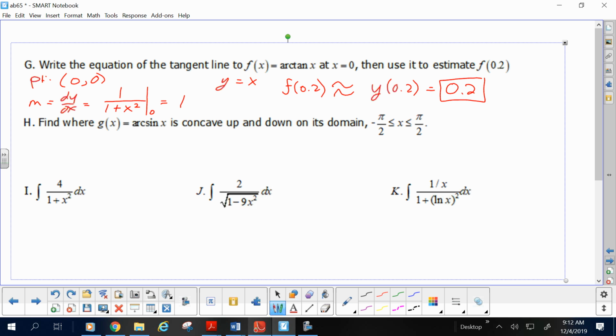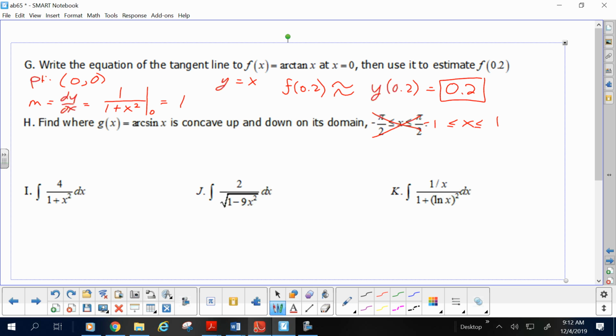This, first of all, has a mistake in it. This x should be between negative 1 and 1, not pi over 2 and negative pi over 2. That's the range, not the domain. I'm dumb. Sorry.